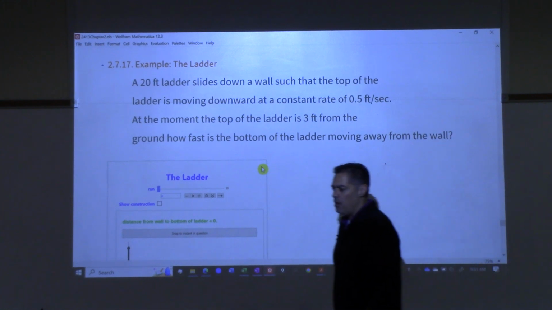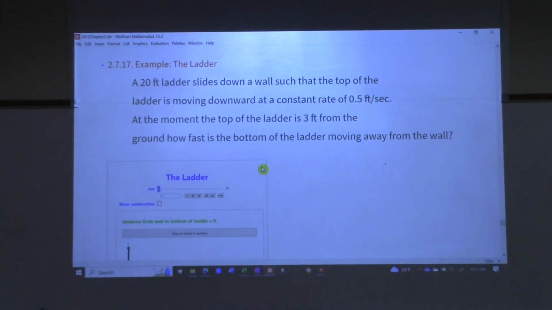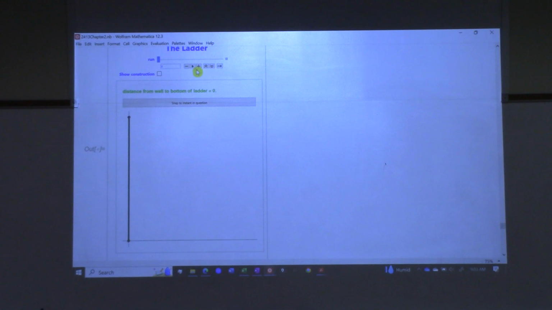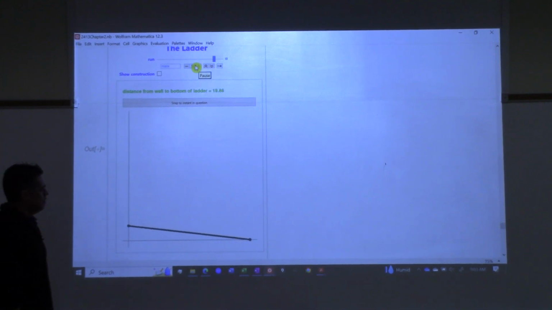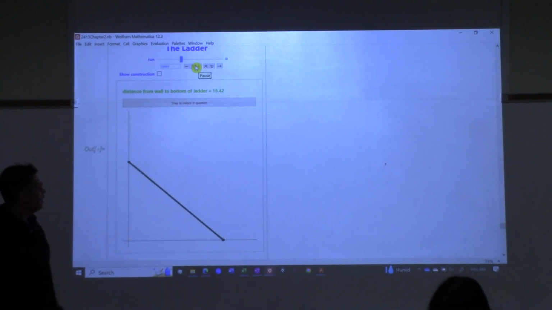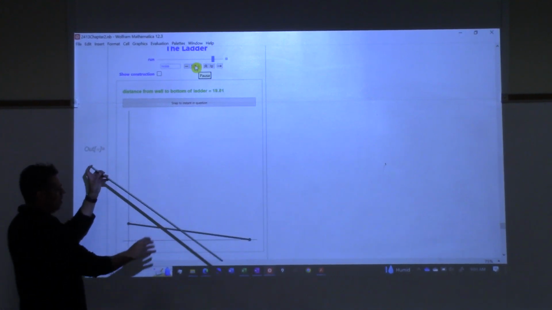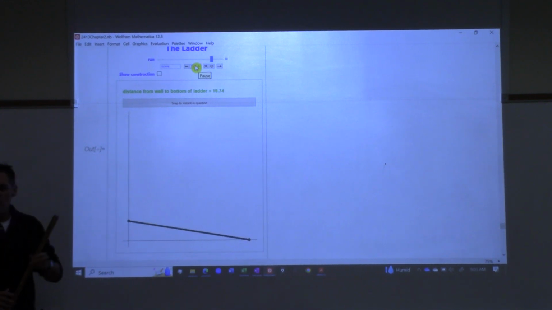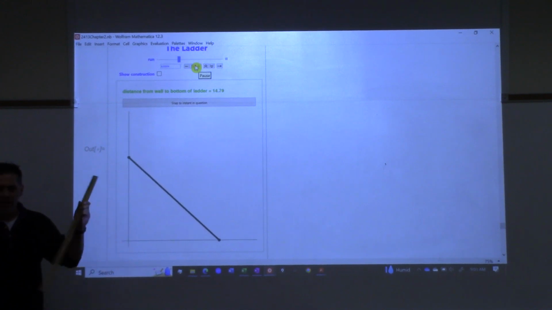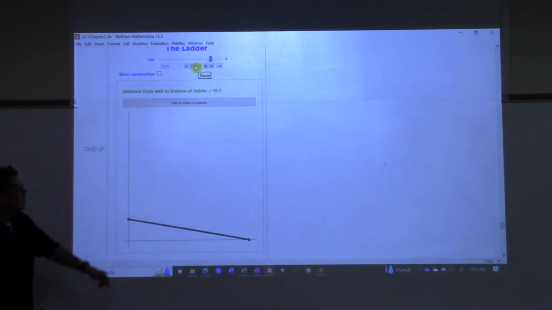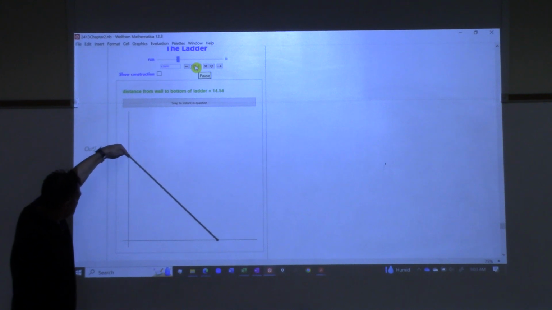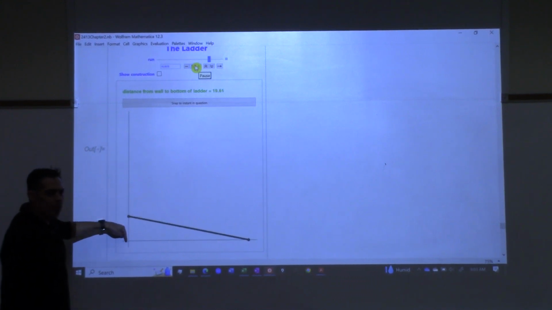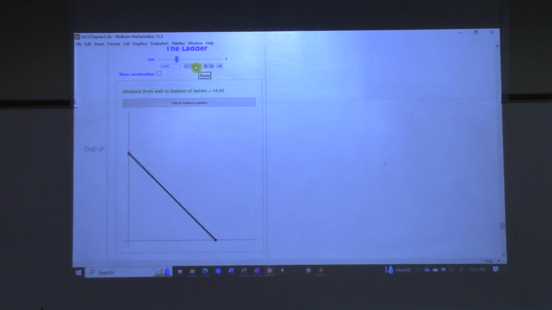All right, so I'll animate this for us. There's our ladder, it's falling. It's slowed down a little bit just so we can see what's happening. The ladder's falling. And so what we're given in the problem, of course, is that it's a 20-foot ladder. That's not going to change. The ladder's going to stay 20 feet the whole time. We're also told how fast the tip of the ladder is moving down the wall. That's given to us. Let me zoom this out just a little bit.